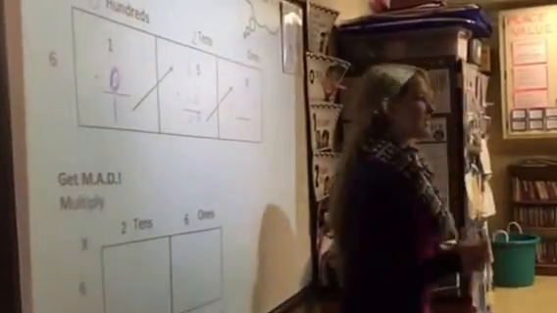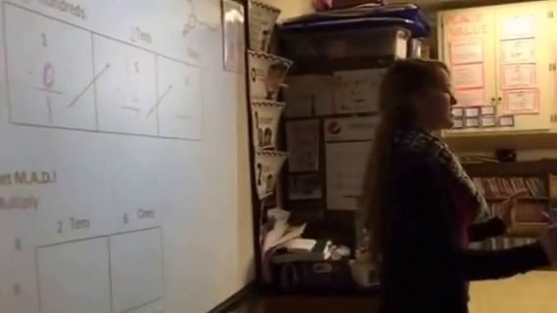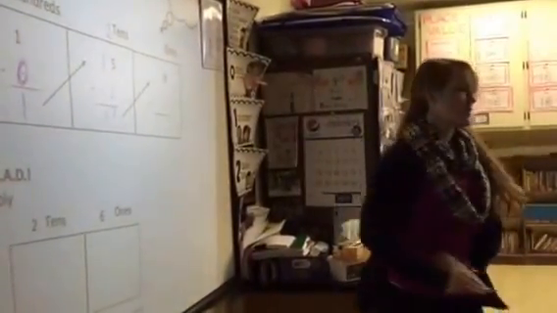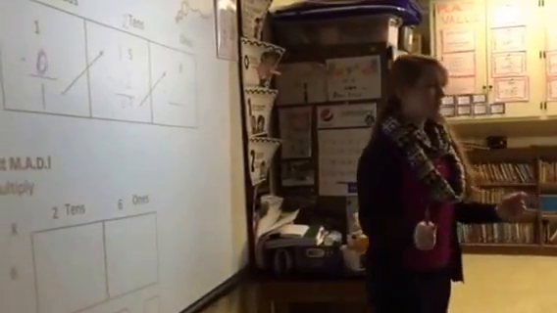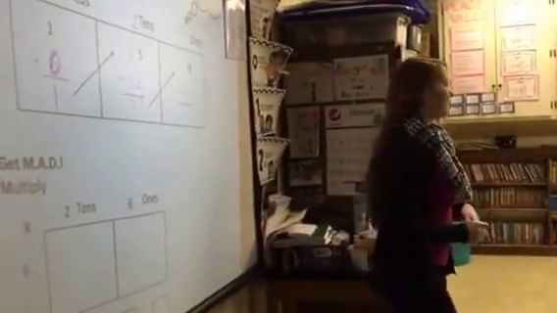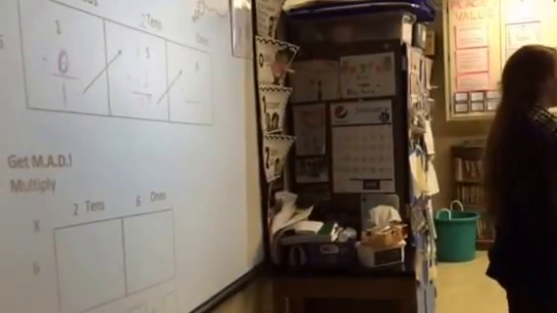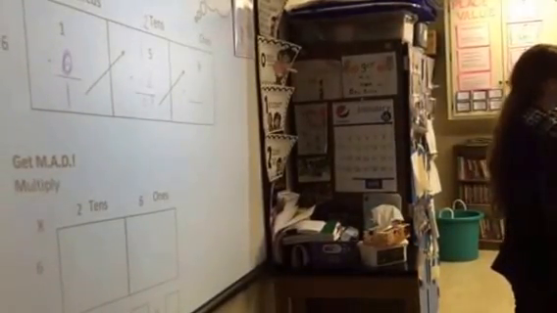If I have those 3 tens, I cannot put those into the 6 groups. What do I need to do with them to make it so I'm able to put them into the groups? Who knows? If I have those 3 tens, what do I need to do to them?